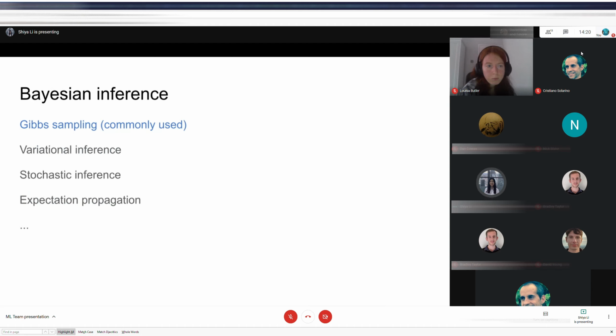So about Bayesian inference, there are many methods. The first one, Gibbs sampling, is most commonly used nowadays. And another popular method is variational inference. And also there are stochastic inference, expectation propagation. I'm not going to extend this because it would take a long time to explain the concepts. But I've tried to write them into Scratch. This one would be the easiest one, I guess.